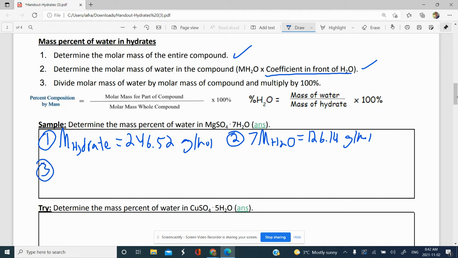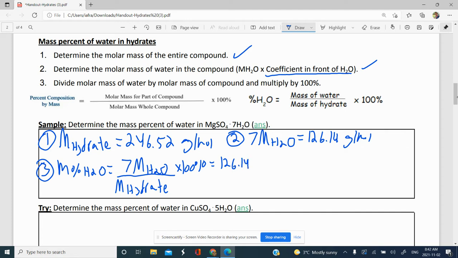So we can simply do mass percent of water is equal to the molar mass of water in the compound. So molar mass of water in a compound, in other words, 7 times the molar mass of H2O, because there's 7 waters here, over the molar mass of the entire hydrate, times 100%. And so what we're going to do is 126.14 grams per mole over 246.52 grams per mole. Cancel those out, times 100%.